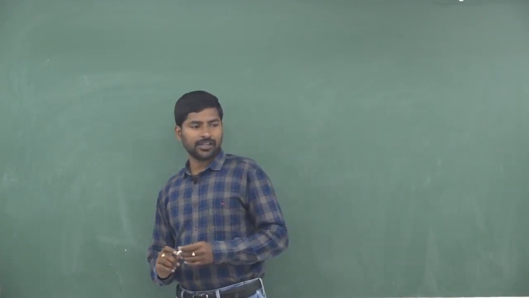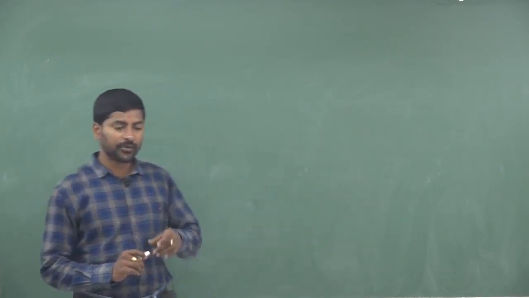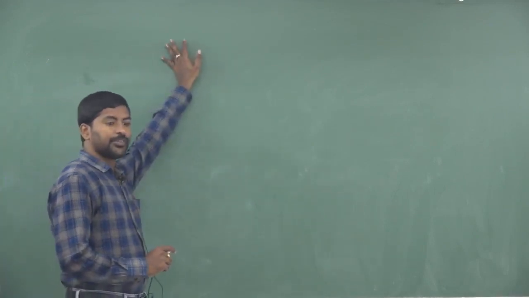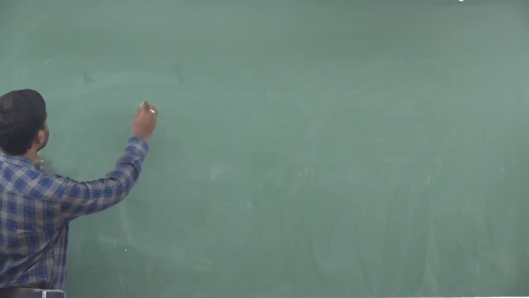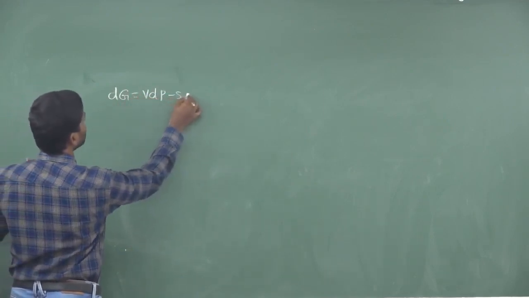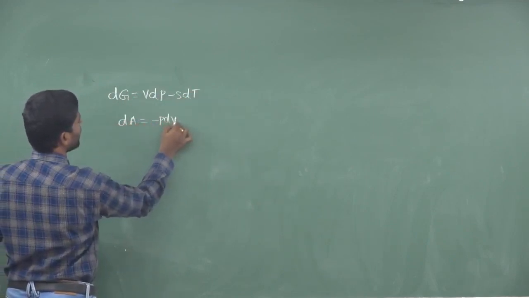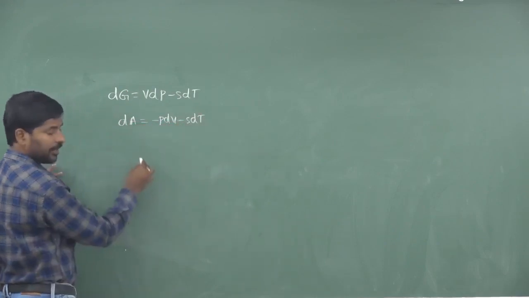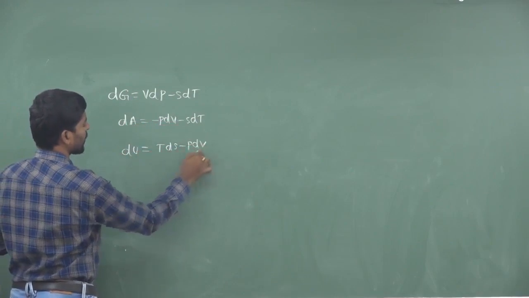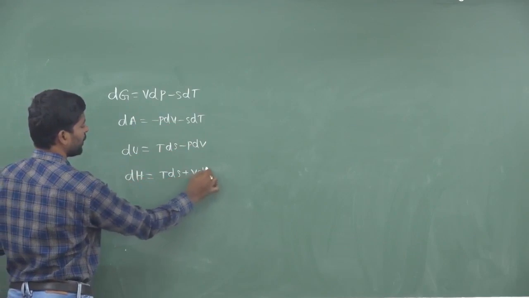Okay, we are discussing thermodynamics, right? For quick revision, we discussed up to the Gibbs equations. So the Gibbs equations we have: dG = VdP - SdT, dA = -PdV - SdT, dU = TdS - PdV, and dH = TdS + VdP.